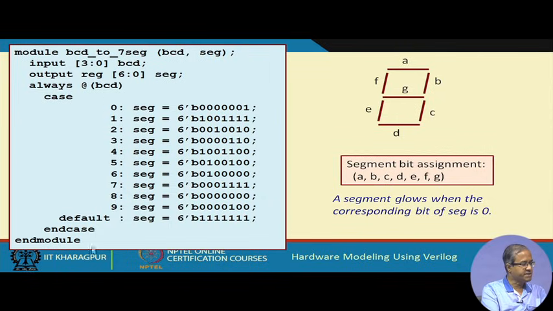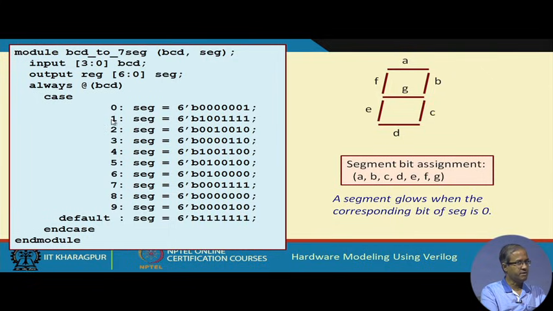So, the description is very simple. The input to this circuit will be a 4 bit BCD number, a digit, bits 0 to 3, and the output will be this 7 bit vector 0 to 6, which we call seg. So, always whenever this BCD changes, I have a case statement. If it is 0, I have to glow all except G. So G should be 1, all others should be 0. You see, G is 1, all others are 0.